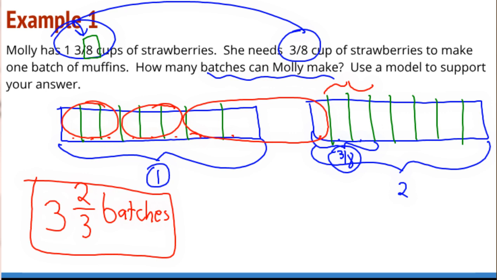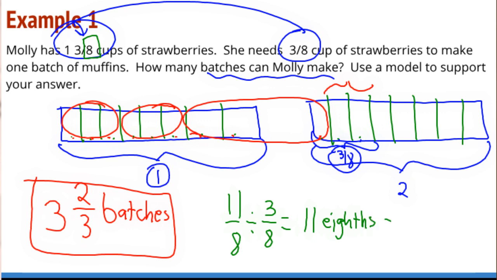Now, here's another way, kind of building off of something we did in lesson 3. I can count up my eighths. 1, 2, 3, 4, 5, 6, 7, 8, 9, 10, 11. I have 11 eighths, and I want to make groups of 3/8. And I could write this in my unit form, 11 eighths divided by 3/8. And the eighths are going to cancel. They'll divide each other out, and so then I'm left with 11 divided by 3.